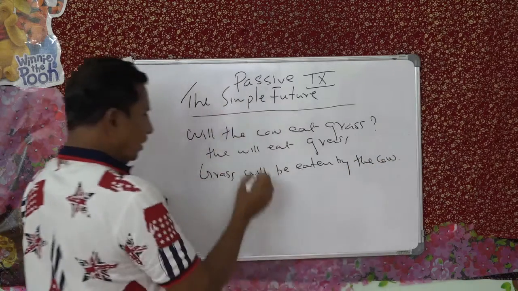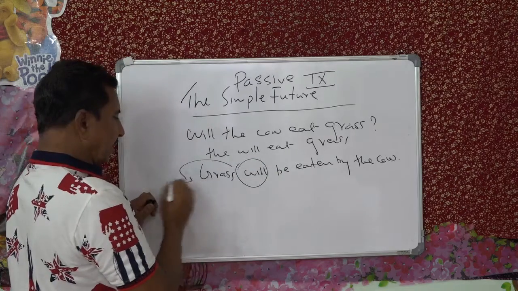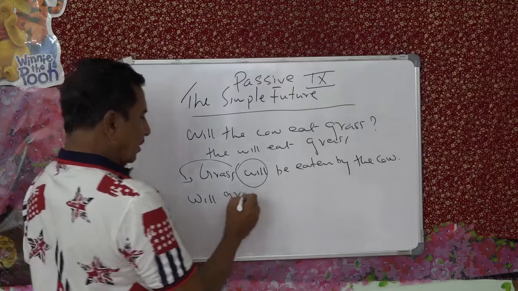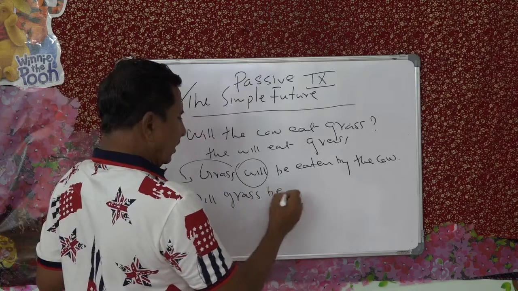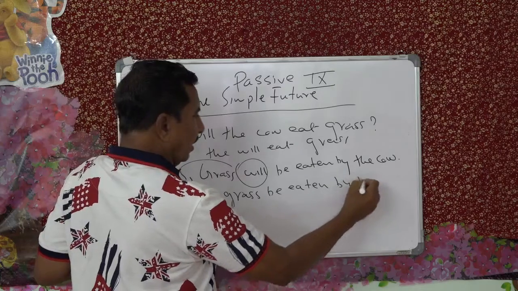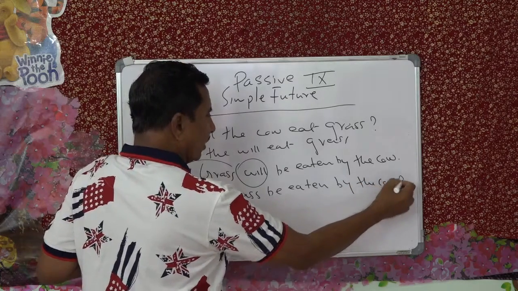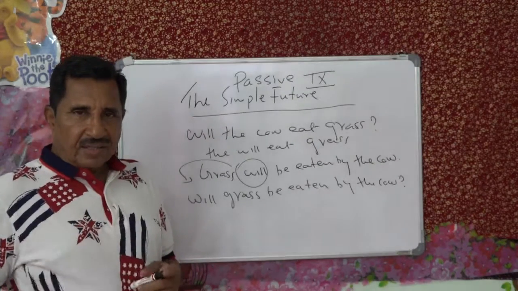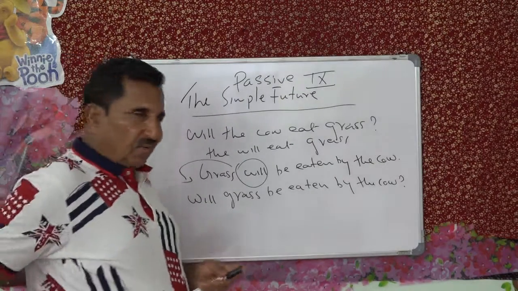Now make it a question. Take the first part, the beginning: Will grass be eaten by the cow? Question mark. Simple. Same pattern we are following. I think one example is enough for you, otherwise you will get bored.